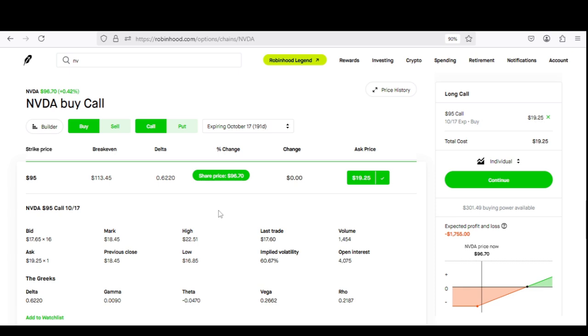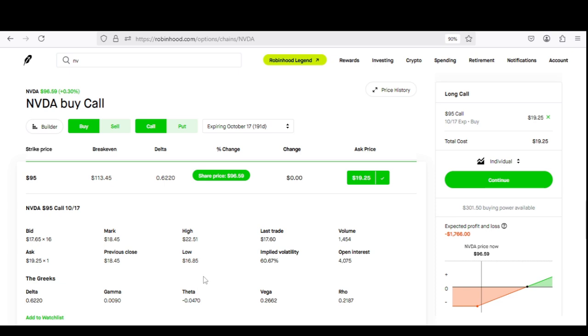And let me go and break this down for you in simple terms. If this share price goes from 96 to 97, then this 19.25 is going to go up by 0.62. And if the share price goes from 96 to 95, which is $1, then your option value right here is going to be 19.25 minus 0.62. So that's one importance of your delta.